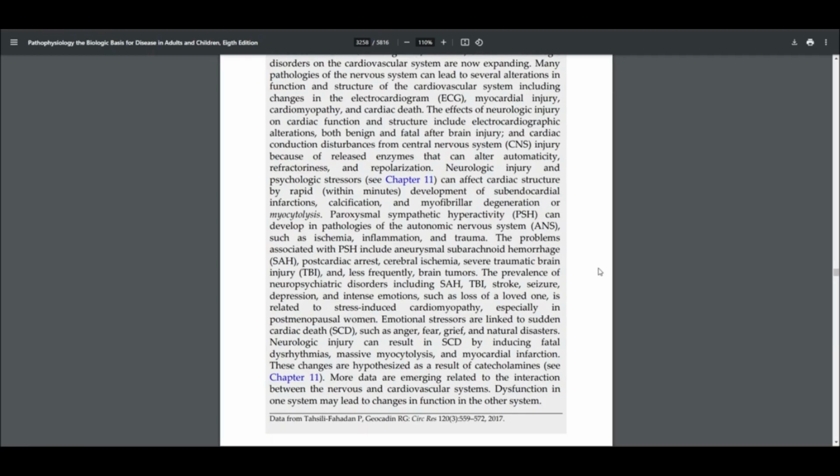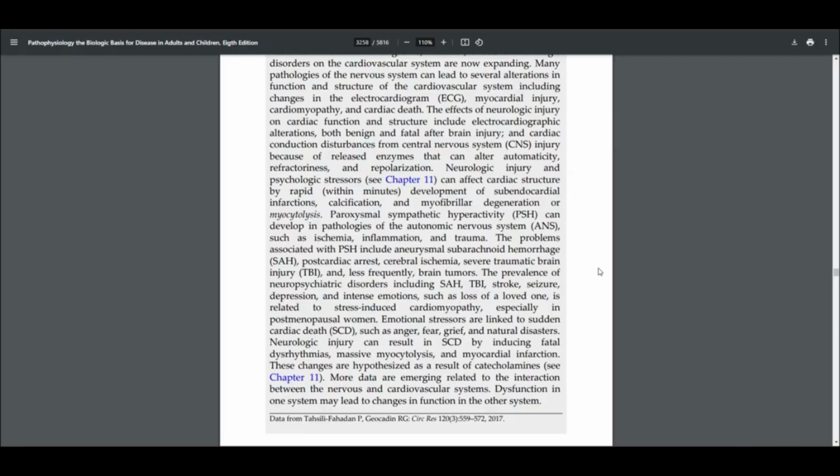Your paroxysmal sympathetic hyperactivity can develop in pathologies of the autonomic nervous system, such as your ischemia, inflammation, and trauma. The problems associated with paroxysmal sympathetic hyperactivity include aneurysmal subarachnoid hemorrhages, post-cardiac arrest, cerebral ischemia, severe traumatic brain injury, and less frequent brain tumors.